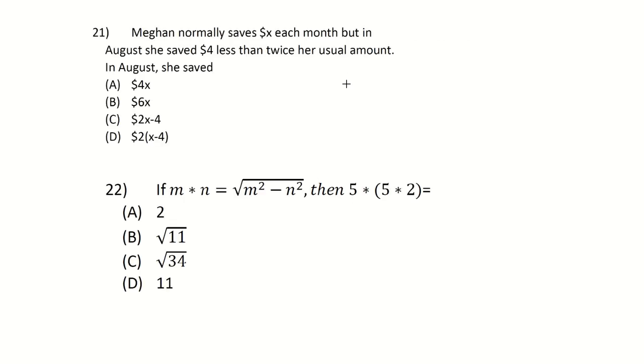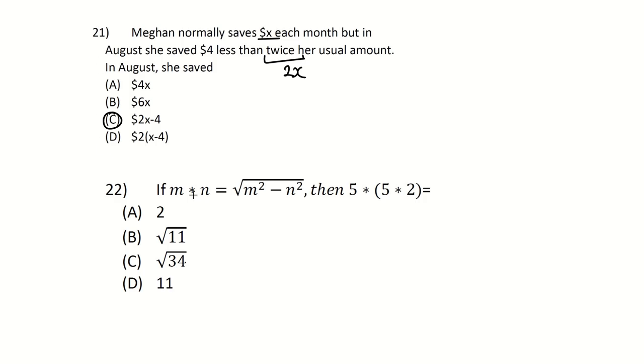Number 21 says Megan saves x each month, but in August she saves 4 less than twice her usual amount. So she saves x each month, but in August she saves 4 less, so we're subtracting 4 from twice her usual amount. Twice her usual amount would be 2x, so it would be 2x minus 4.